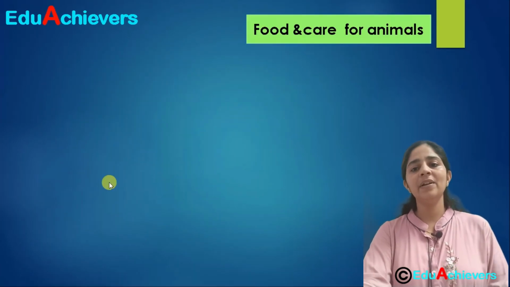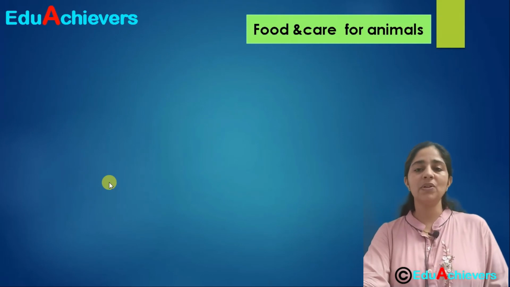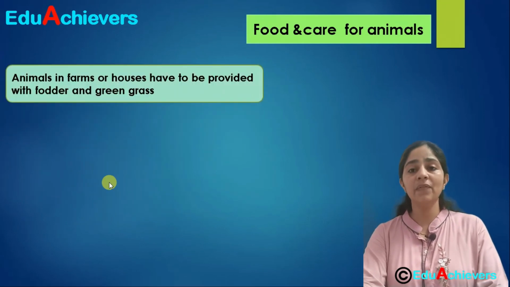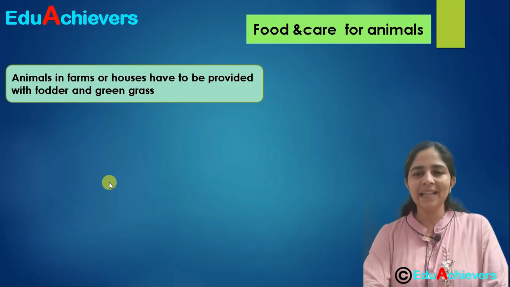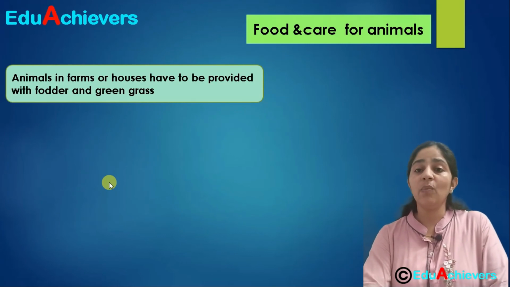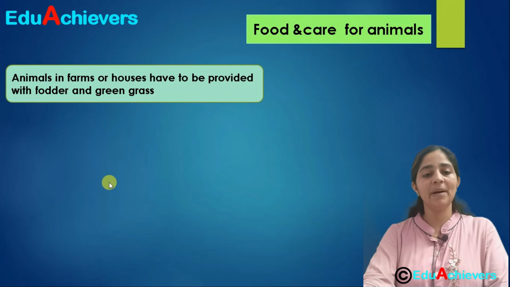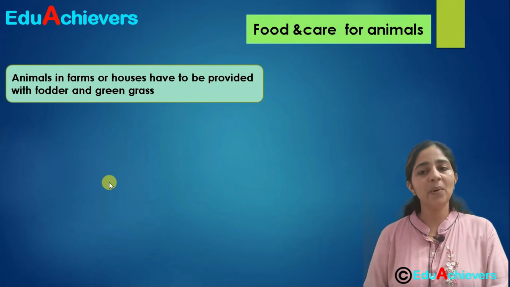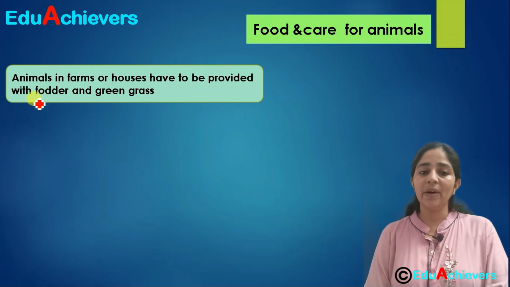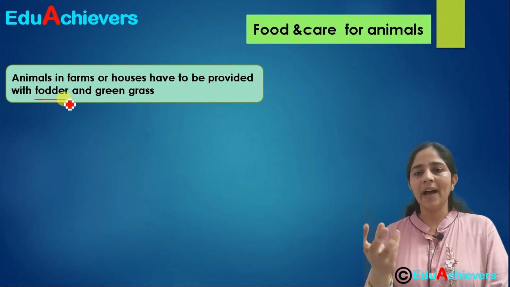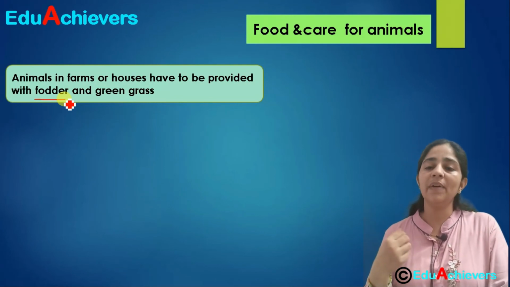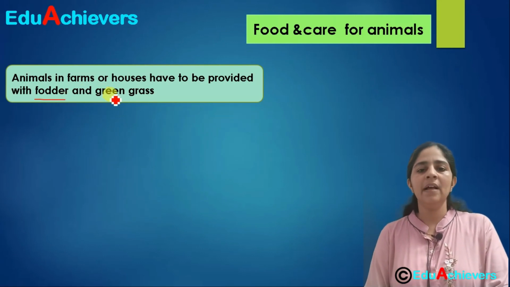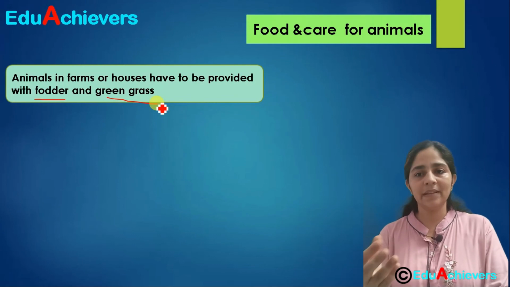The next thing is the food and care for animals. When we talk about different animals and about ourselves, we get our food from the crops. But similarly, other animals also need to be taken care of. And what do they eat? You should know about that as well. So the animals in our houses or the animals which are kept on a farm also need to be given some food. So what can be provided to them? You can provide them fodder, that is, dry grass, or we can also provide them green grass, and several different plants are also grown like a crop for giving to the animals.